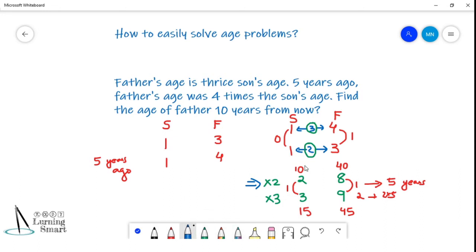See now? This is the actual age of the son 5 years back. This is the age of the father 5 years back. These are the present ages. Present age of son is 15 and present age of father is 45. Now go to the question. Find the age of father 10 years from now. This is the present age, 10 years from now plus 10. So the age of father 10 years from now would be 55.